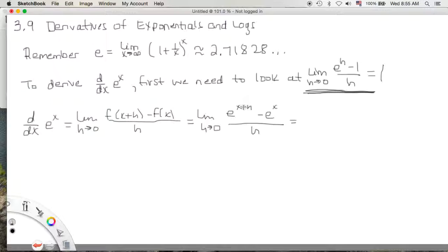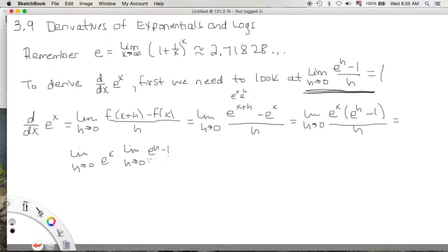Remember, if we have e to the x plus h, that's the same thing as e to the x times e to the h. So we're going to use that and say the limit as h goes to 0, and we'll factor out that e to the x, and we're left with e to the h minus 1 over h. Make sure you understand how we got that and why that works. And then we can split it up. We have the limit as h goes to 0 of e to the x times the limit as h goes to 0 of e to the h minus 1 over h.